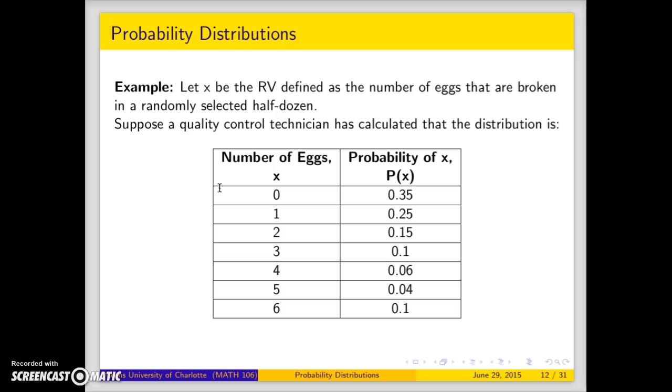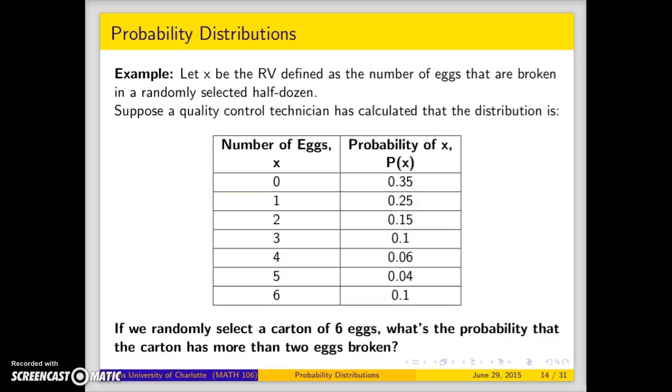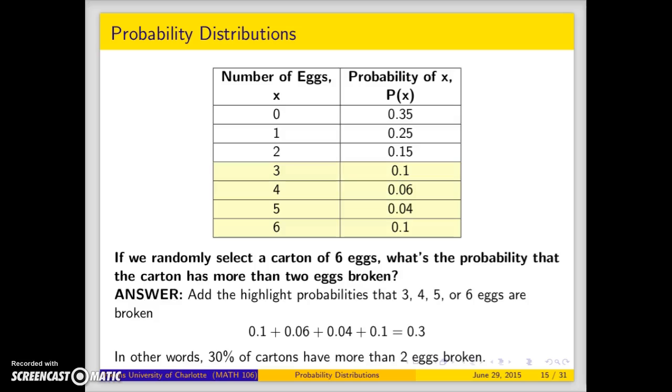We're looking at the number of eggs that are broken in a randomly selected half dozen carton. Suppose we know that 35% of all cartons of eggs have none that are broken, 25% of all cartons have one that is broken, and so on. If we randomly select a carton of 6 eggs, what is the probability that the carton has more than 2 eggs broken? Think about this for a moment. If we look at the table, more than 2 eggs would be 3, 4, 5, and 6. So you could add the probabilities of all of these values, and this would give us 0.3, which means that 30% of the cartons have more than 2 eggs broken.